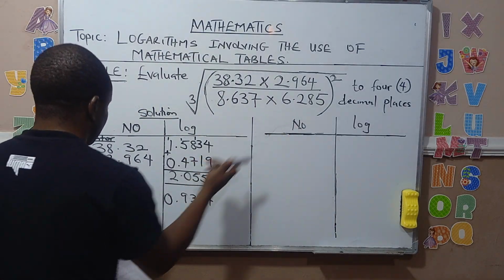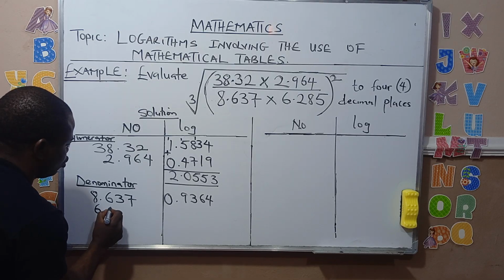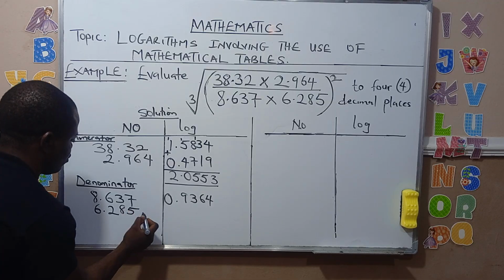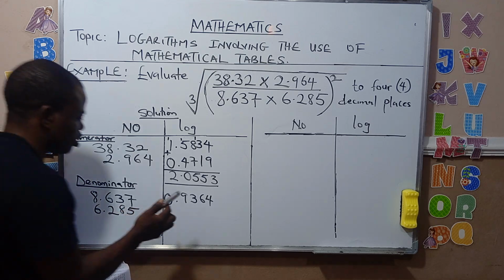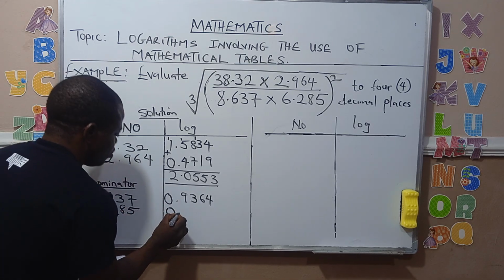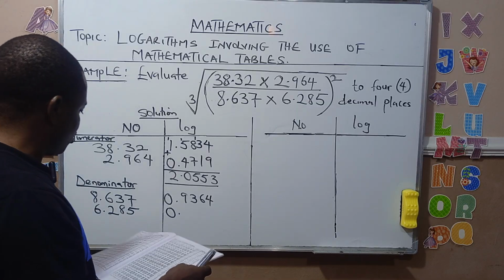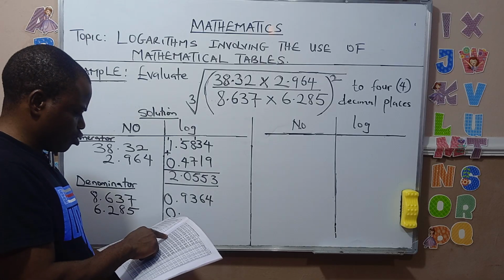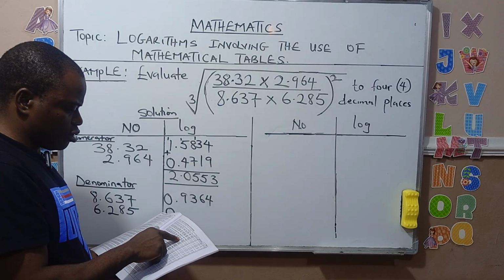And the second number is 6 point. At the denominator, you have 6.285. How many numbers before the decimal? That's 1. 1 minus 1, that is 0. Now join the numbers together. 62 under 8 under logarithm of numbers. Check 62. 62 under 8. Trace it.